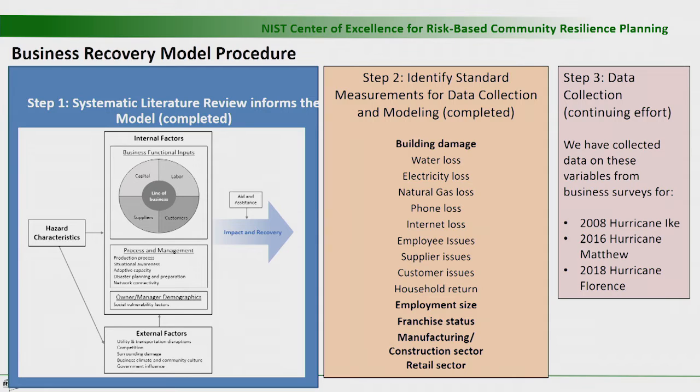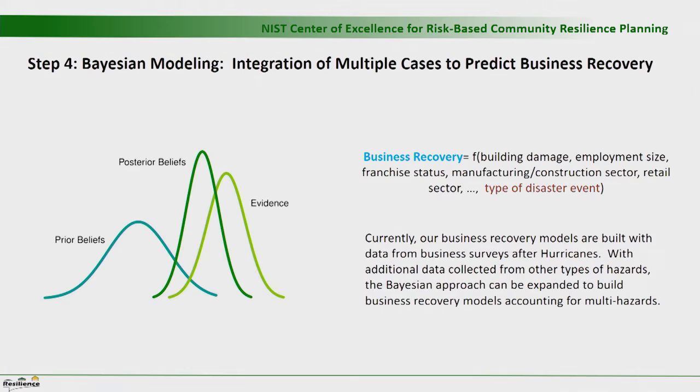Now, I want to move on and also show some examples of the business recovery models that our teams have been working on. This shows some of the processes that have been undertaken to build these models, going through literature review, identifying some of the most significant factors. The factors that are involved are the ones that are available through secondary data. And then we have, so far, 3 field studies that have been used to build models.